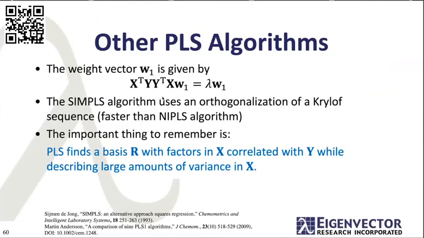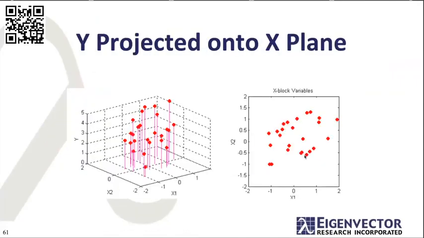So the important thing to remember is that PLS finds a basis R with factors in X correlated with Y while describing large amounts of variance in X.